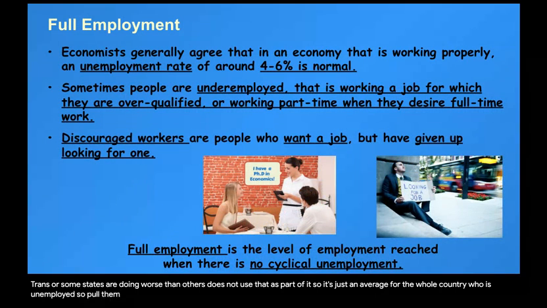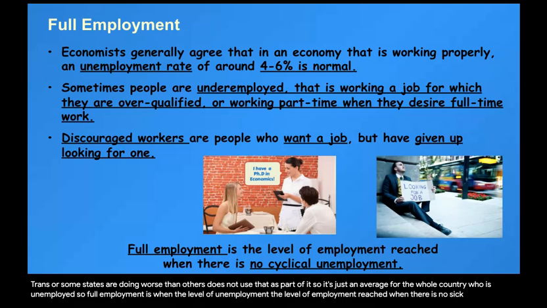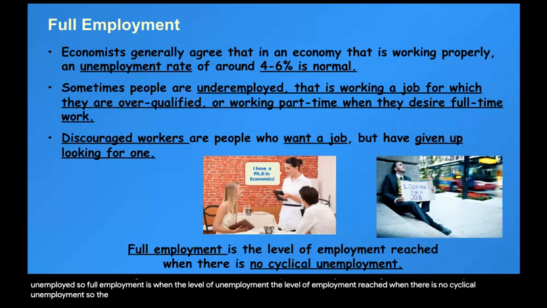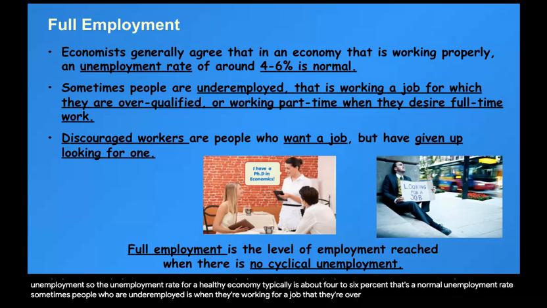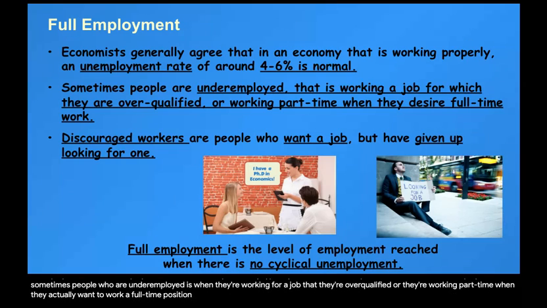Full employment is the level of employment reached when there's no cyclical unemployment. The unemployment rate for a healthy economy is typically about 4 to 6%. That's a normal unemployment rate. Sometimes people are underemployed, which is when they're working a job that they're overqualified for, or they're working part-time when they actually want to work a full-time position.